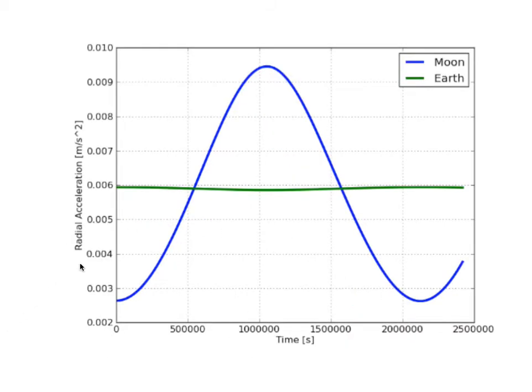Next graph. This is the acceleration towards the sun. And you'll see here the Earth is always accelerating towards the sun. And so is the moon. So the moon has greater and lesser accelerations, but it's always a positive value. It's always accelerating towards the sun. Okay, so the moon orbits both the Earth and the sun, but that other picture was wrong. Okay, so that's the basics of orbits.